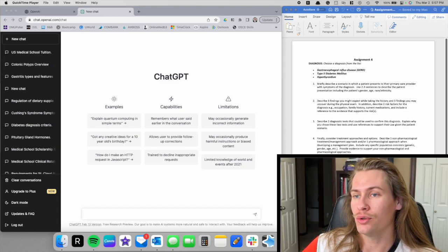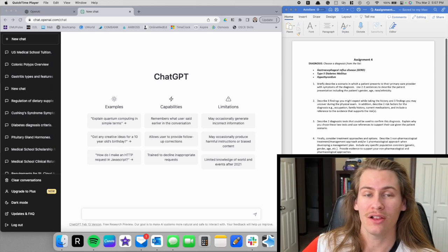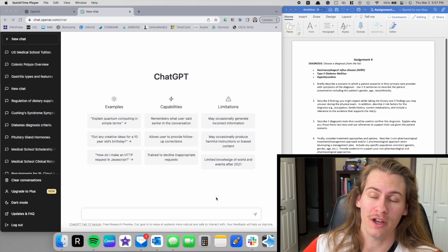So I am going to use ChatGPT to try and complete this assignment, and hopefully it will be able to tell us the sources that it used. I don't know, we'll find out. We're doing this together. I haven't tried this ahead of time, so if it's a complete flop, oh well.